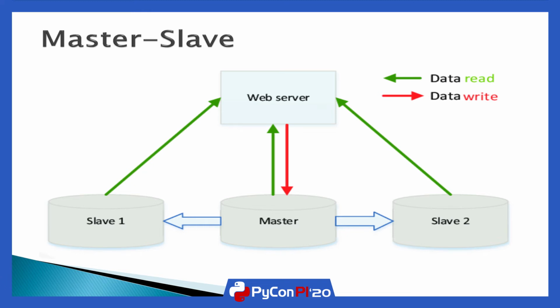Generally, we tend to create a master-slave architecture and route all the write queries to the master instance. And of course, when we are reading from a slave, it is much easier and faster.